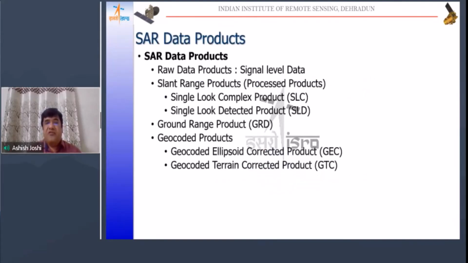So what are the different SAR data products? The different SAR data products are the raw data products, which is the signal level data. After that, there are slant range products, which includes the single look complex product and single look detected product. After the data processing, we can obtain the ground range product and then the geocoded products. The geo products are two types: the geocoded ellipsoid corrected product, which is called the GEC product, and the geocoded terrain corrected product, which is called the GTC product.